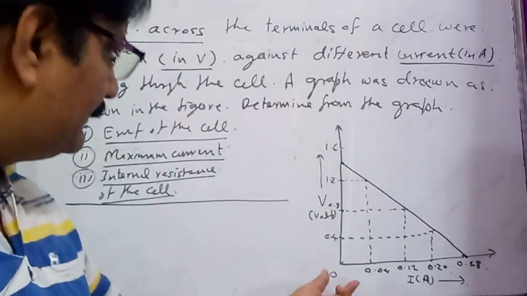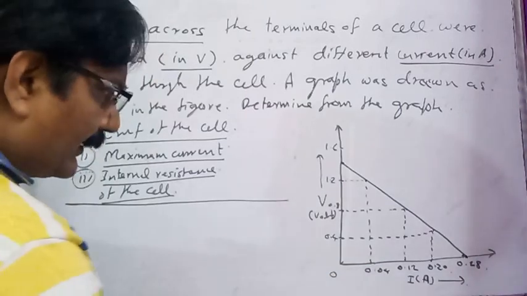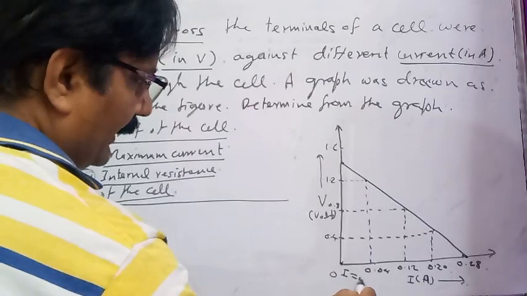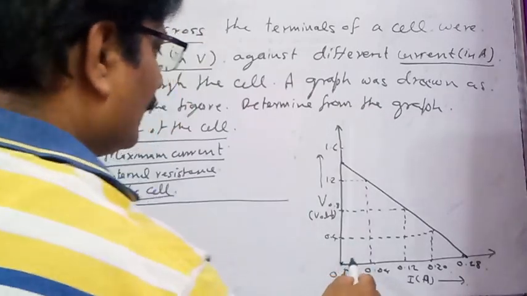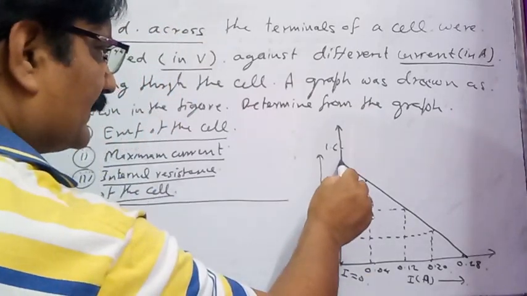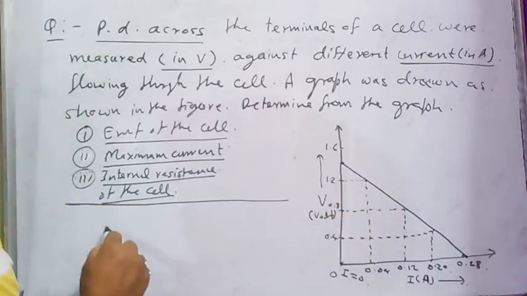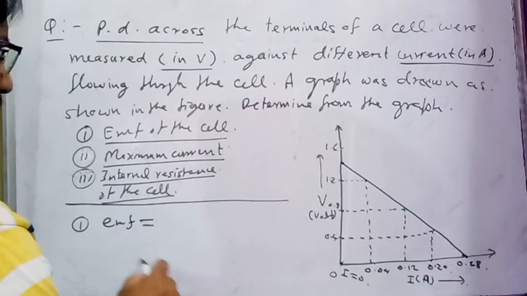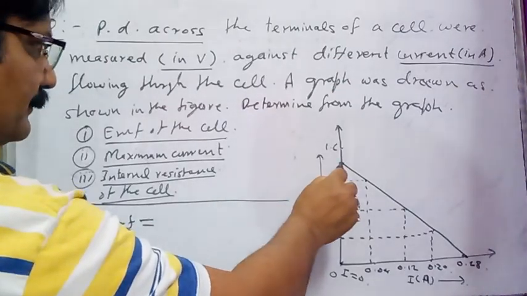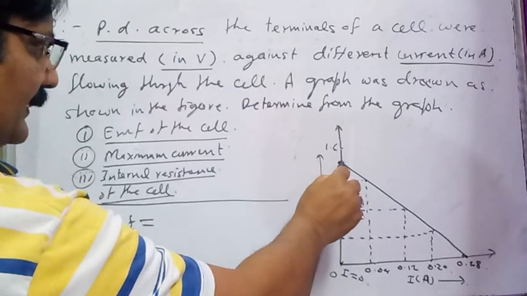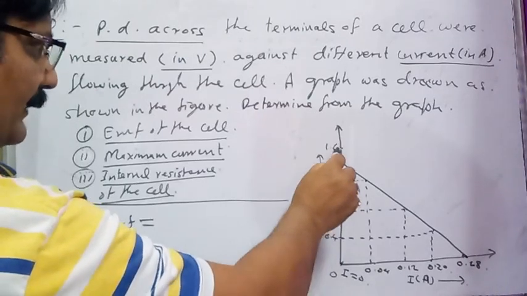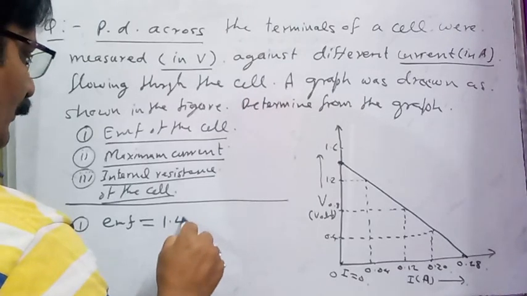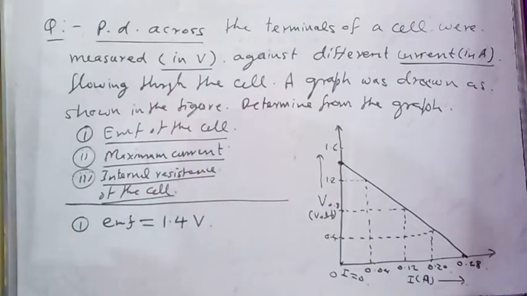So students, in this graph you see where current is 0. At this point I is 0. In that condition, the value of the cell terminal potential is going to be equal to the EMF. So the answer for the first question, the EMF of the cell, is the potential difference corresponding to this point, between 1.2 and 1.6. In between the two, the EMF of the cell is 1.4 volt.